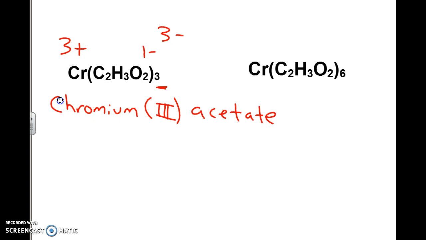We go over to the other problem, and we have all the exact same chemicals. So again, we would write chromium, we would write acetate, but the Roman numeral is going to be different in this case. Acetate is a 1 negative charge, but there are 6 of them, so that's a 6 negative charge total. That means the chromium must be a 6 positive charge to balance it out. So this would be chromium(VI) acetate.